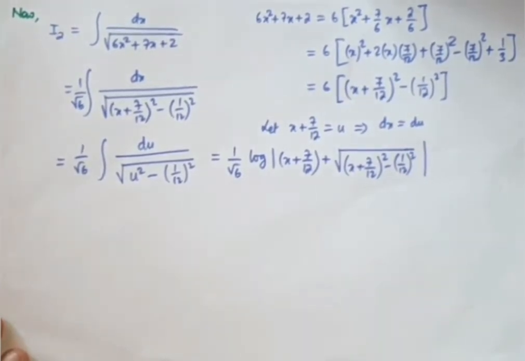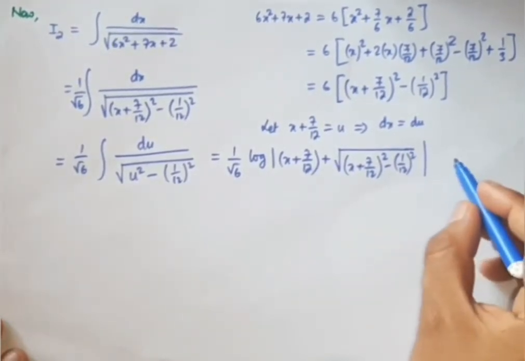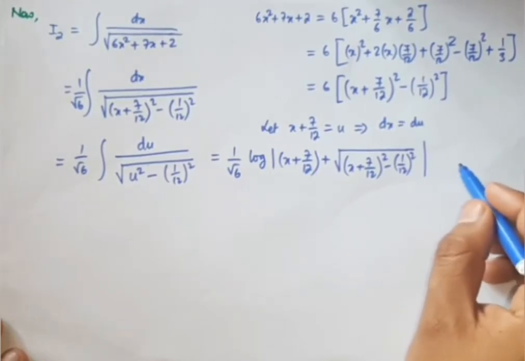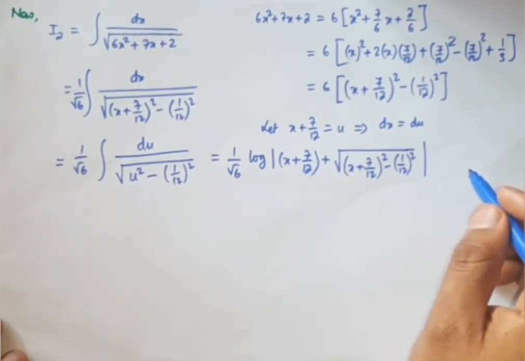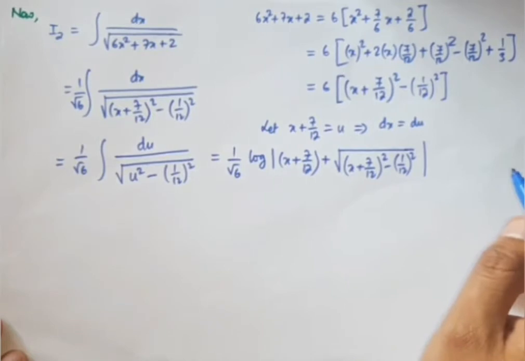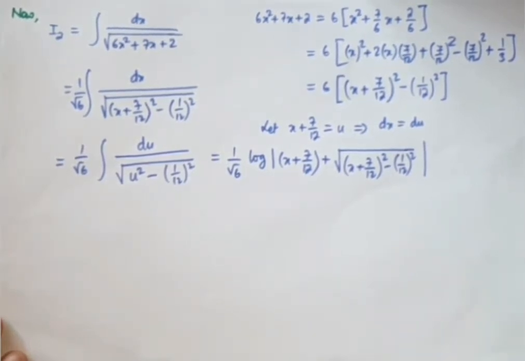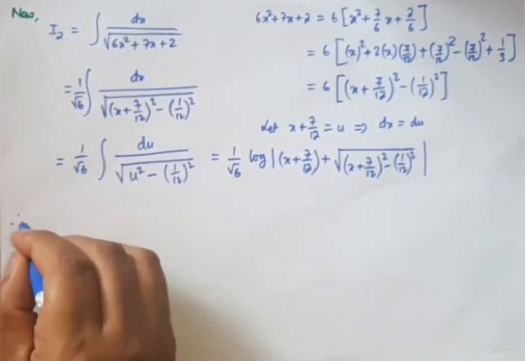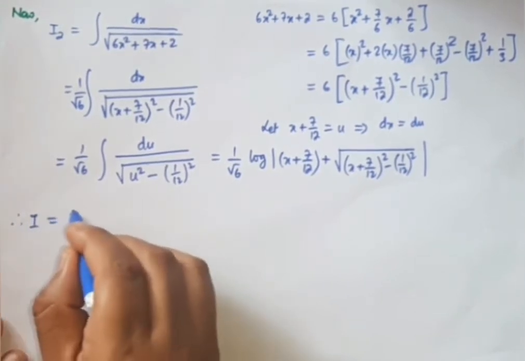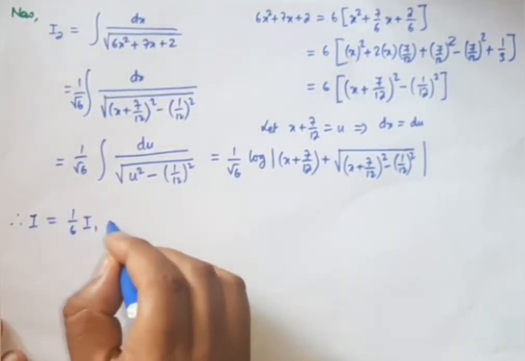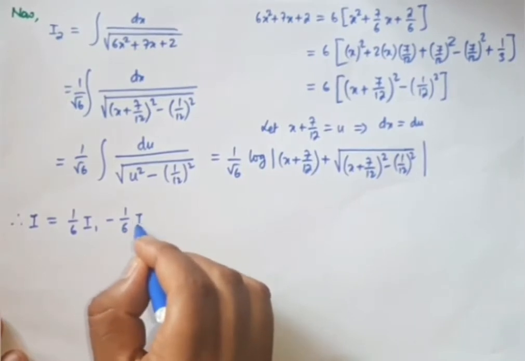Okay, so that's all the integration. We will again not put any constant of integration, so we'll put the constant of integration only in I, not in I1 and I2. Now if you want to simplify this further, it can be simplified, but for now let us leave it like this. Let us go to our I. So I is equal to 1 by 6 I1 minus 1 by 6 I2.